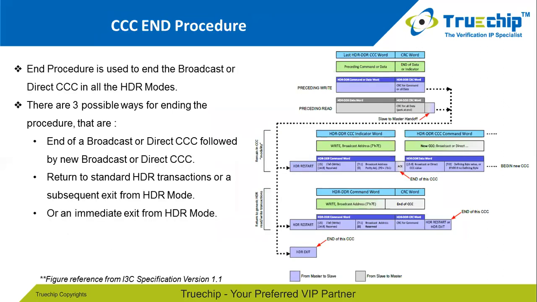End procedure is used to end the broadcast or direct CCC in all the HDR modes. As shown in the figure, there are three possible ways for ending the procedures. First, end of the broadcast or direct CCC followed by a new broadcast or direct CCC. Second, return to standard HDR transaction or a subsequent exit from HDR mode. Third, an immediate exit from HDR mode.